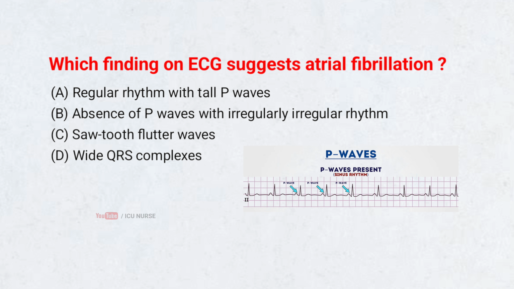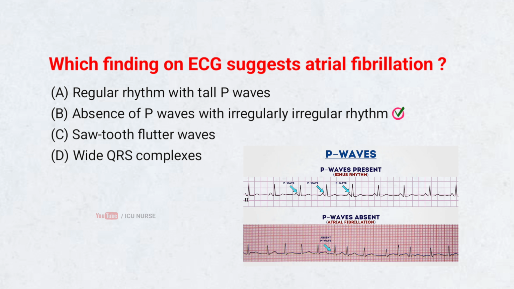Which finding on ECG suggests atrial fibrillation? A. Regular rhythm with tall P waves. B. Absence of P waves with irregular rhythm. C. Sawtooth flutter waves. D. Wide QRS complexes. Correct answer B. Absence of P waves with irregular rhythm. Atrial fibrillation shows no distinct P waves because the atria do not contract in an organized pattern and the rhythm becomes irregular. This is the classic ECG hallmark of atrial fibrillation.